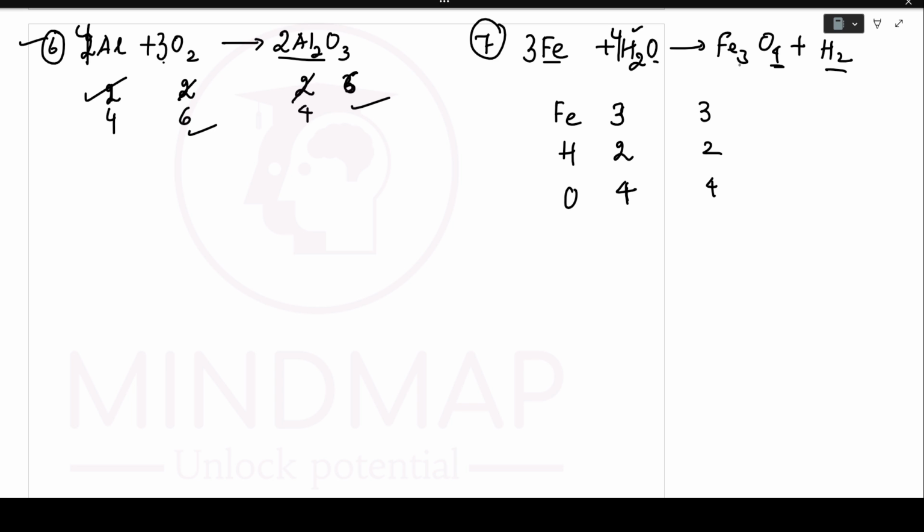Iron is 3. Here also iron 3. Okay. Hydrogen here has become now 2 4s are 8. तो हाइड्रोजन हो गया 8, और इस तरफ तो 2 ही है, तो यहाँ पे 4 लगा देंगे तो हो गया ना 8. तो 8. तो हाइड्रोजन भी बैलेंस्ड हो गया. Now oxygen on this side is 4. And here is 4. तो ऑक्सीजन भी बैलेंस्ड हो गया. तो in this way the equation is balanced.